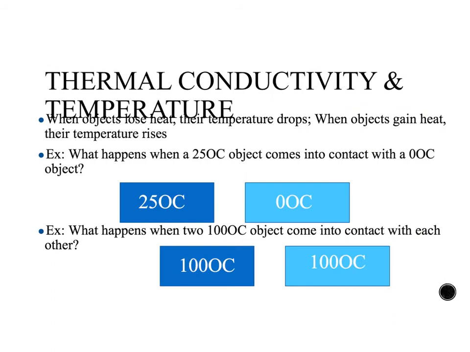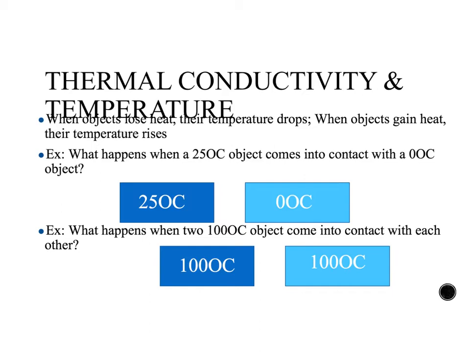All right, so let's take a look at some examples and take a look at the idea of temperature and thermal conductivity. So temperature is the average kinetic energy of an object or a substance. And so when objects lose heat, their temperature is going to drop, obviously, right? It's kind of like a duh statement. If you're losing heat, then your temperature is dropping because that heat is going away out of you, right?